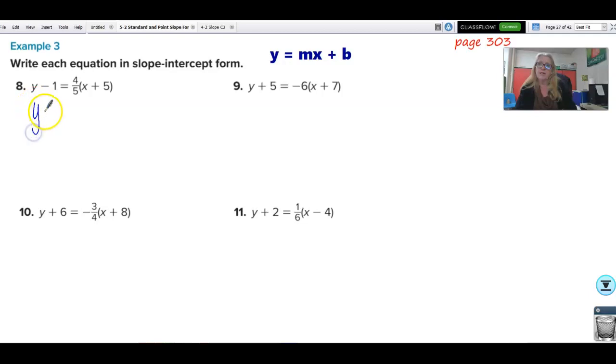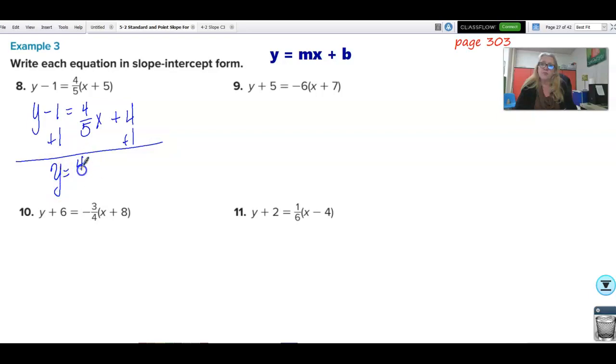Okay, so we have y minus 1 equals 4/5 x, and then 4/5 times 5 is actually 4. Okay, then we need to get y by itself on the left, and we need to get rid of this minus 1, and we do that by adding 1 to both sides. That gives us y equals 4/5 x plus 5. Easy, right?